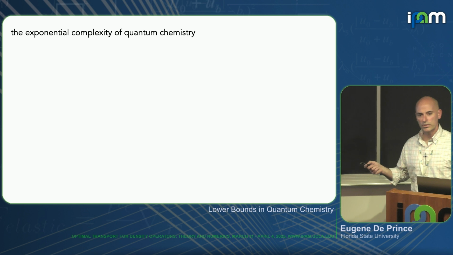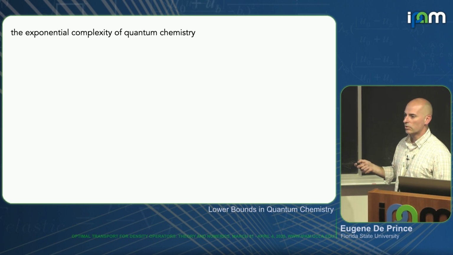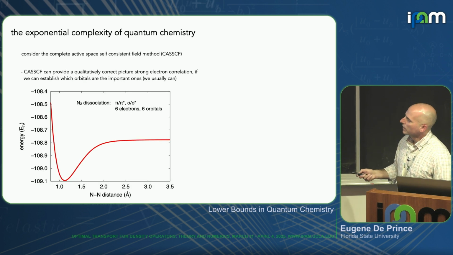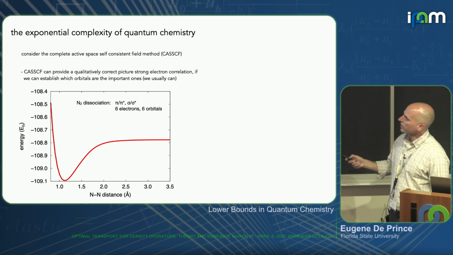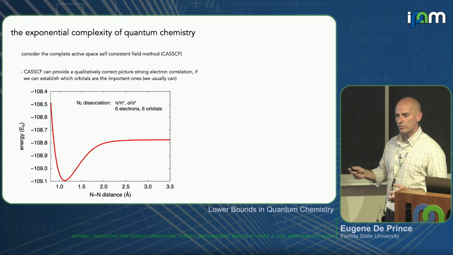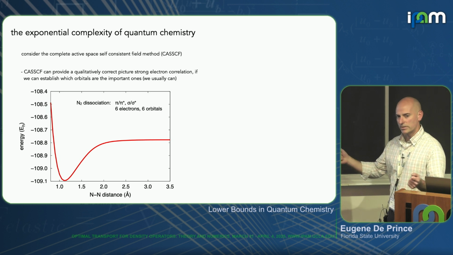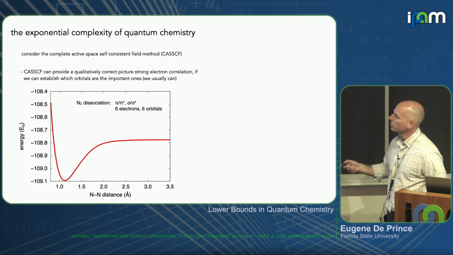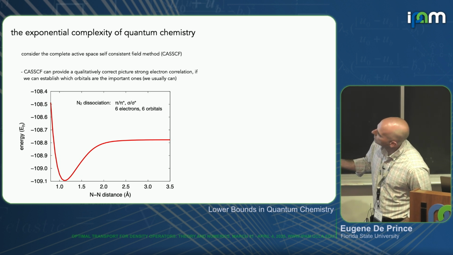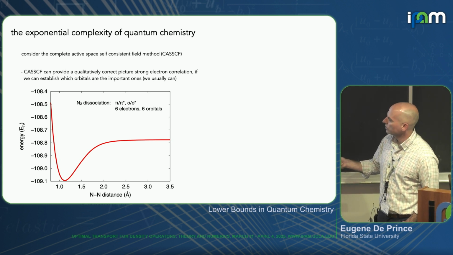So the motivation for using a method like the variational 2-RDM approach is that doing quantum chemistry exactly is exponentially complex. As an example, we can choose a standard method in electronic structure called the complete active space self-consistent field method. This is an approach that can give you a qualitative picture of difficult processes like bond-breaking processes in quantum chemistry. And it's based on, I'll say in a moment, it's based on configuration interaction.